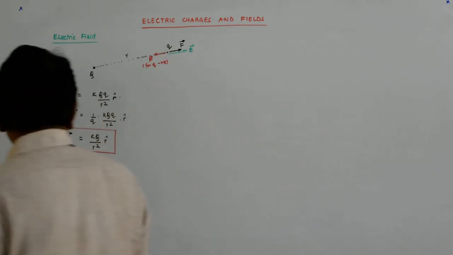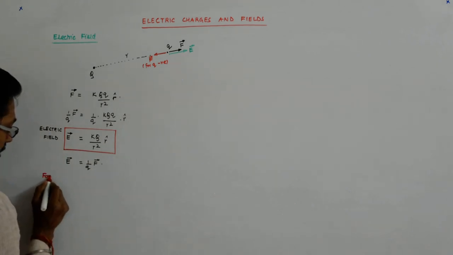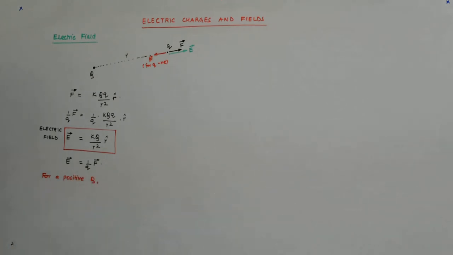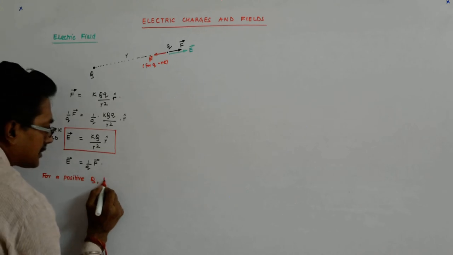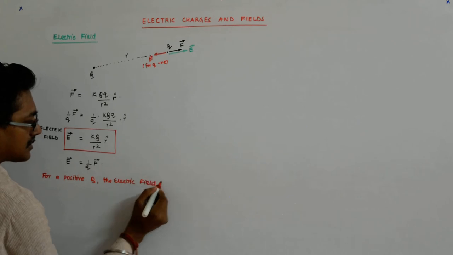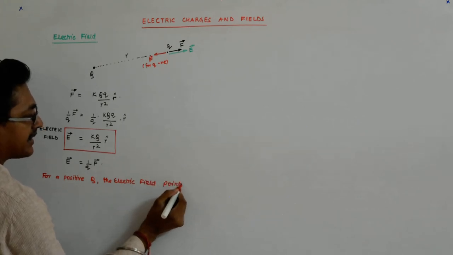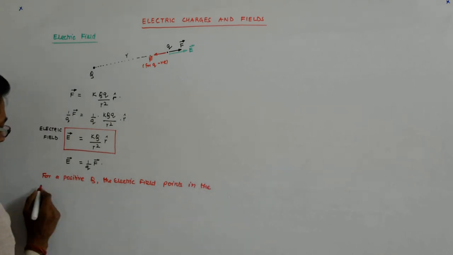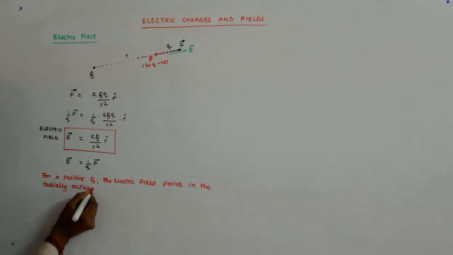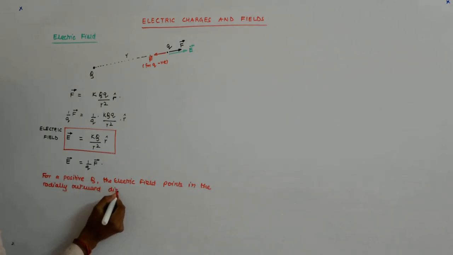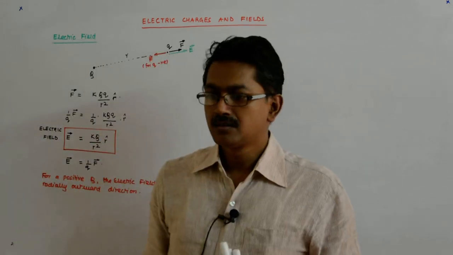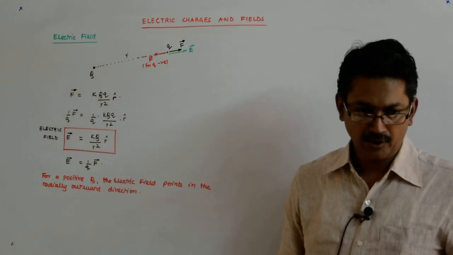So, I have come to the conclusion that for a positive Q, the electric field points in the radially outward direction. Points in the radially outward direction. Do we get the point?